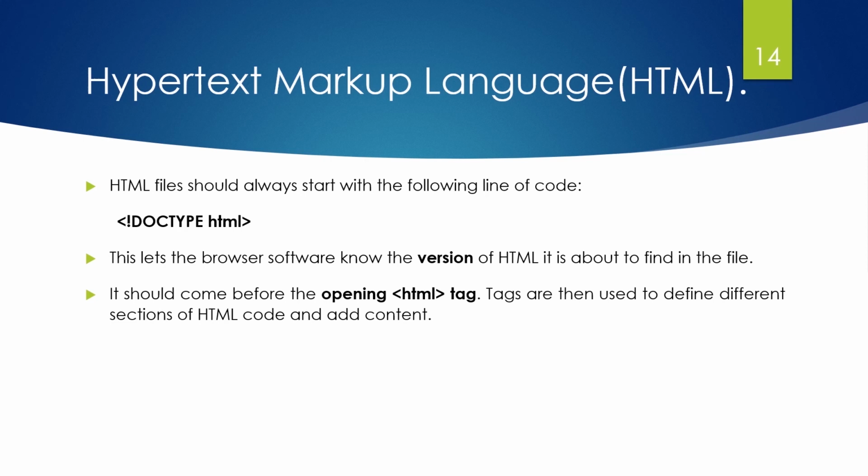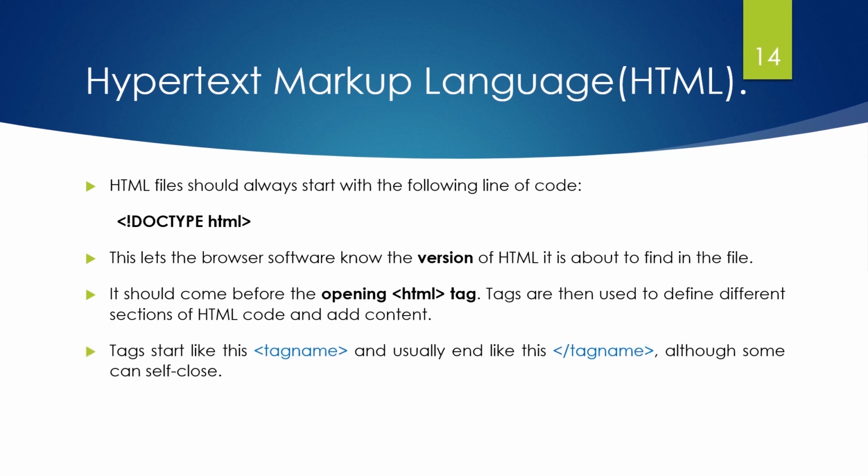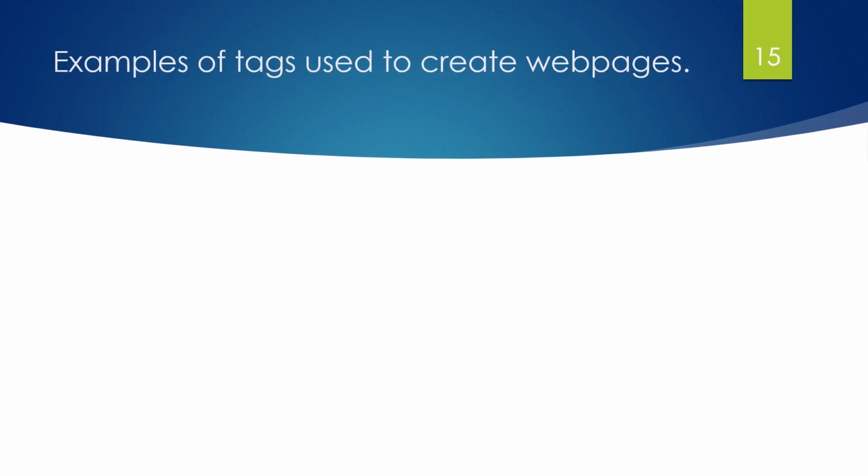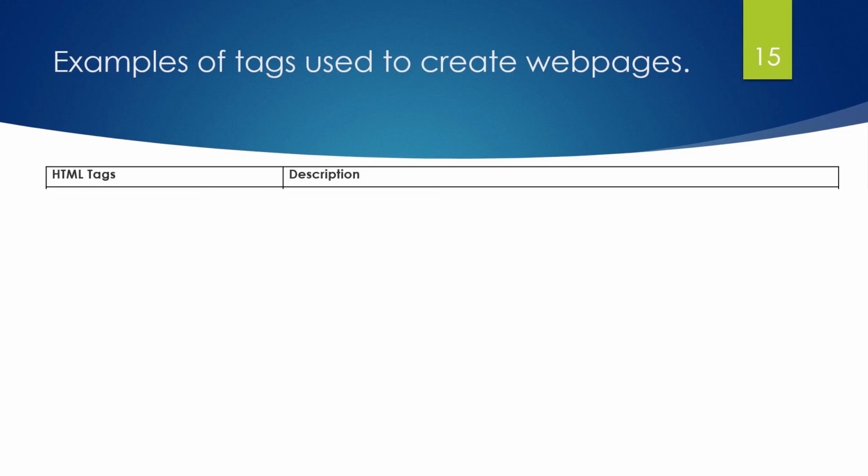The tags are then used to define different sections of HTML code and add content. So tags start like this, with the tag name, and end like this, although some can self-close. As you can see here, the difference between the tags is a slash in the end tag, as highlighted. Examples of tags used to create web pages: we will see the HTML tags and a small description of each.